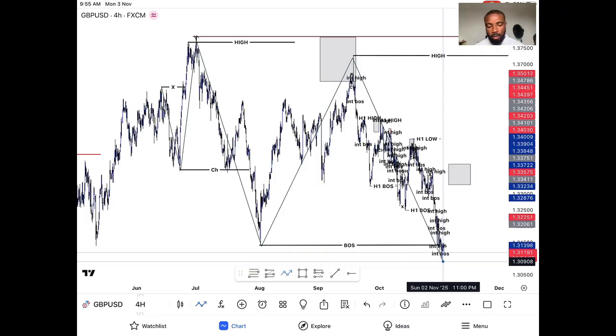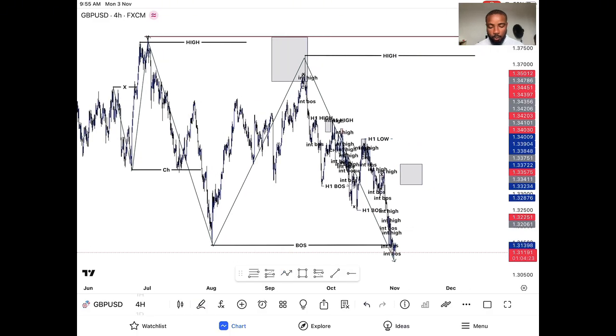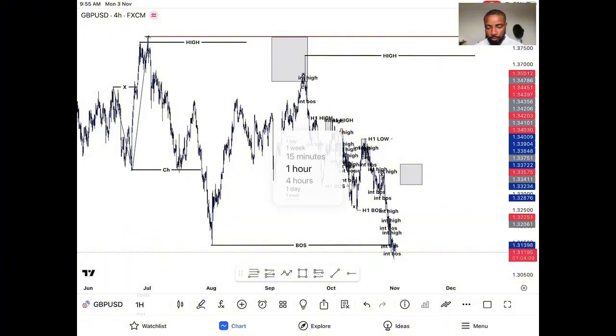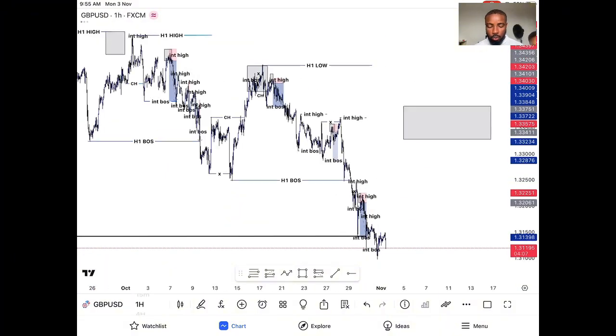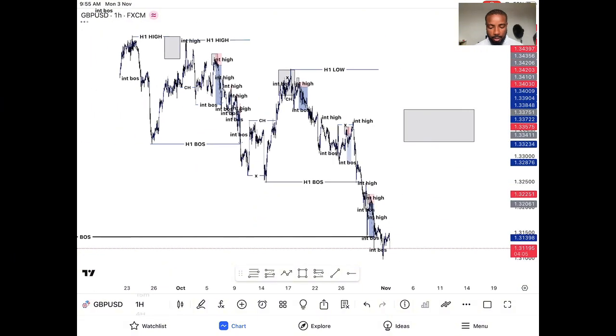After we've established that bias, the next thing we'll do is go to the 1-hour time frame, because of course we don't trade based off of the 4-hour. So we'll go to the 1-hour time frame to do what? To also look at our 1-hour time frame market structure.